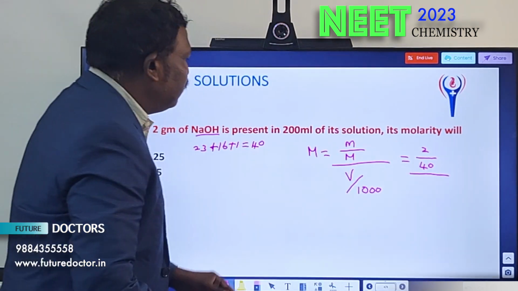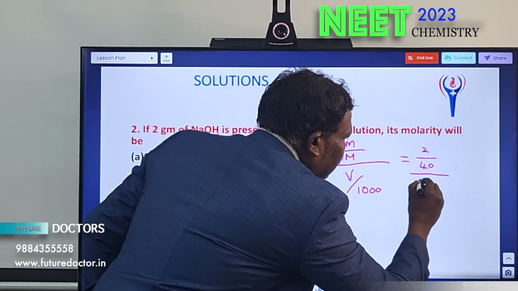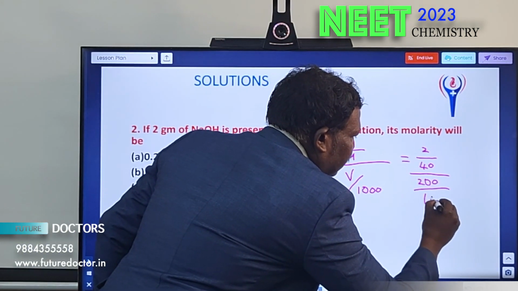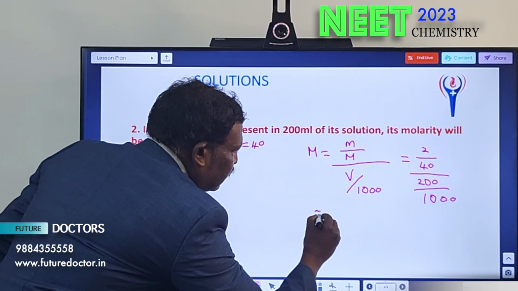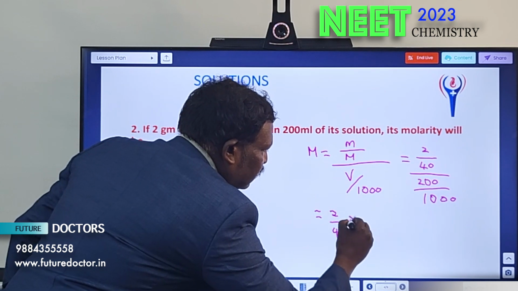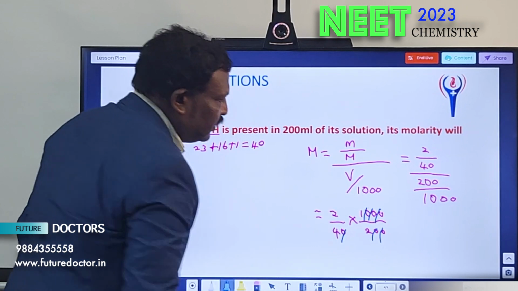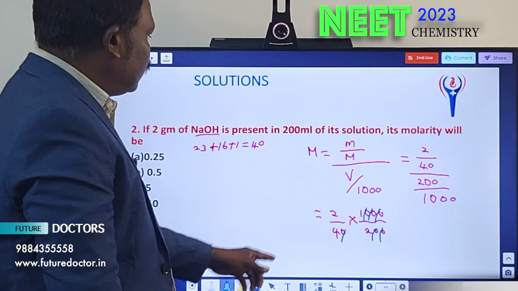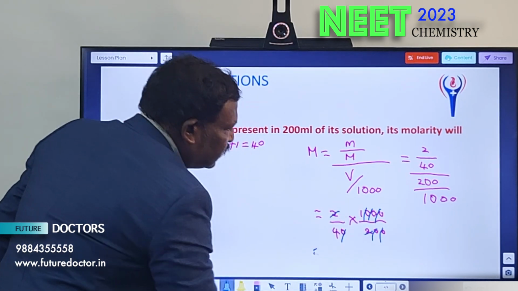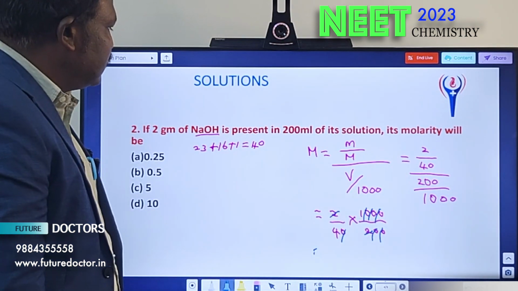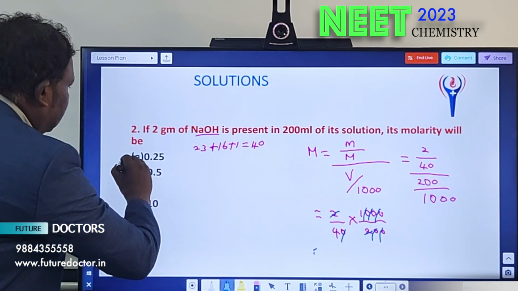By the volume of the solution in liters. Here 200 ml is given, so 200 by 1000. We can write this in a different way: 2 by 40 into 1000 by 200. Then cancel this, and the remaining is 1 by 4. 1 by 4 means 0.25. So answer A is the answer.